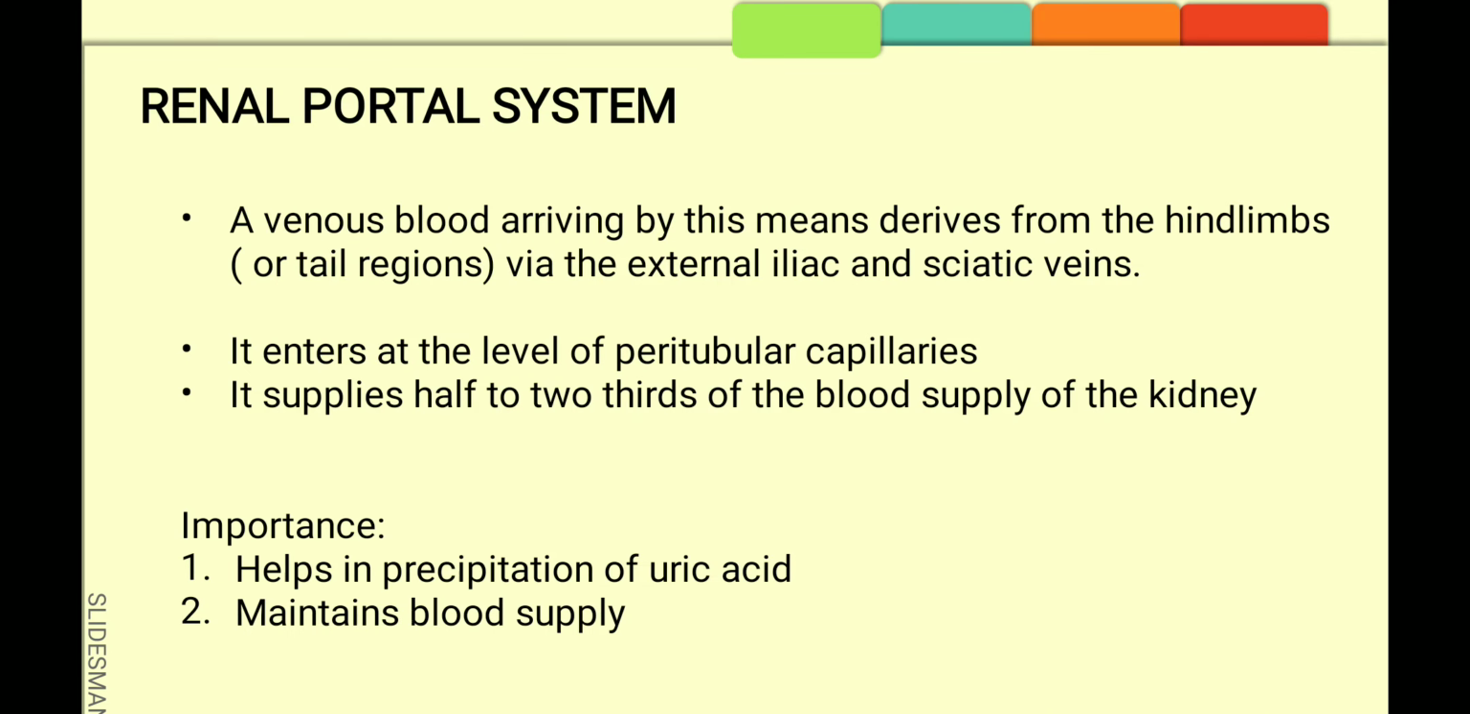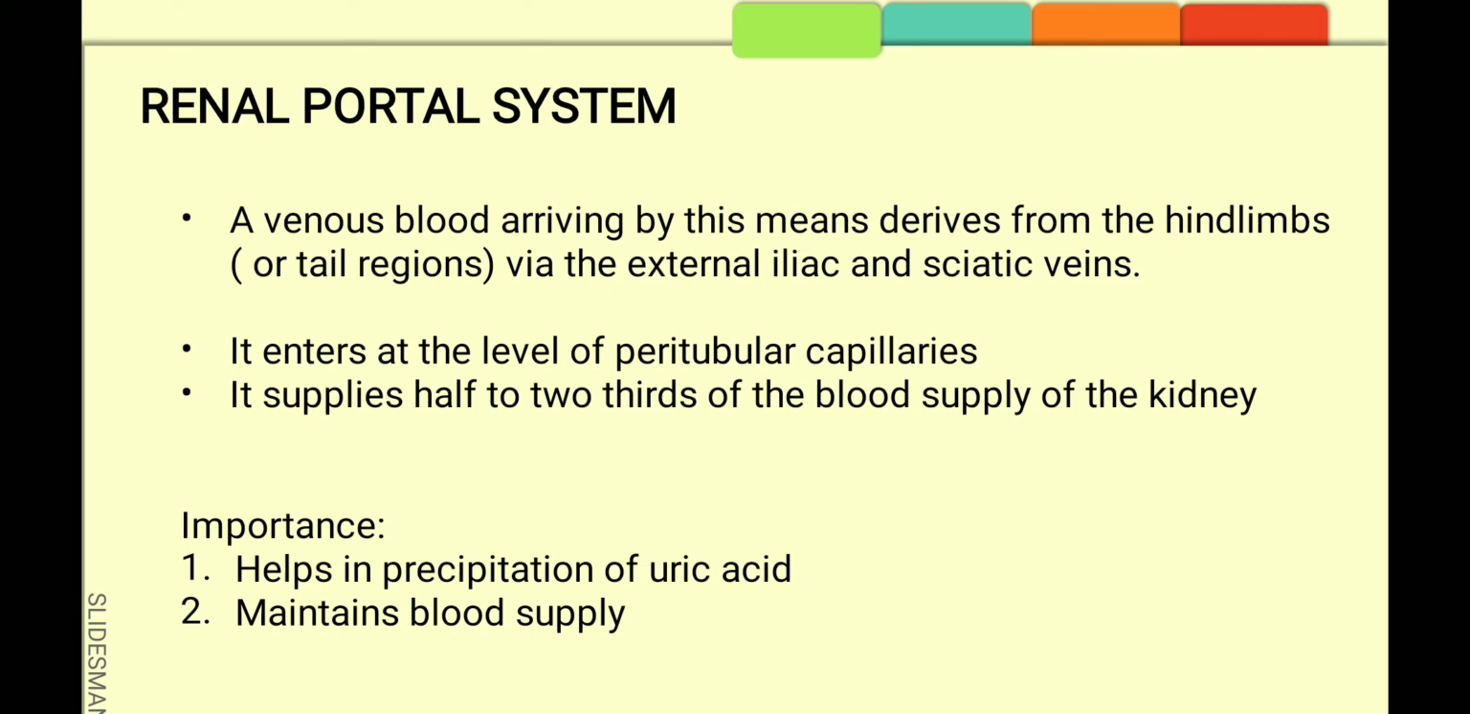So like I've said earlier, the renal portal system is the second afferent blood supply. So this is the venous blood arriving from the hind limbs via the external iliac and sciatic veins. So it enters at the level of peritubular capillaries and it supplies half to 2/3 of the blood supply to the kidney. So what is the importance of this renal portal system?